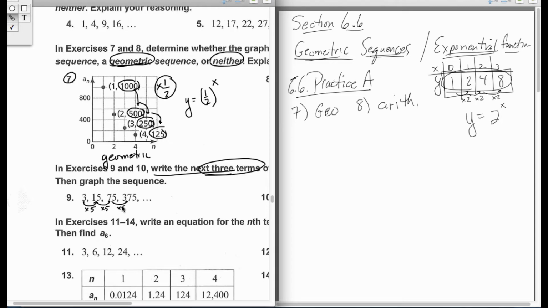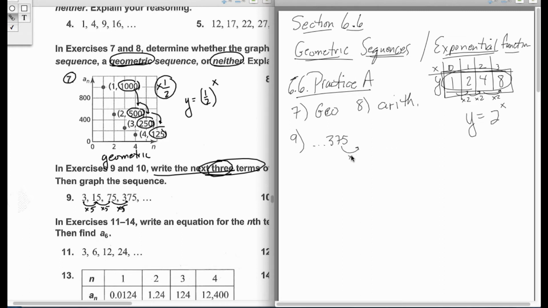Okay? Multiplying by 5. So, to get the next 3 terms, you are going to take your calculator, take 375, multiply by 5 to get the next number, and then take that number and multiply by 5 to get the next number, and then multiply by 5 to get the third number after the 375. You can do that with your calculator.